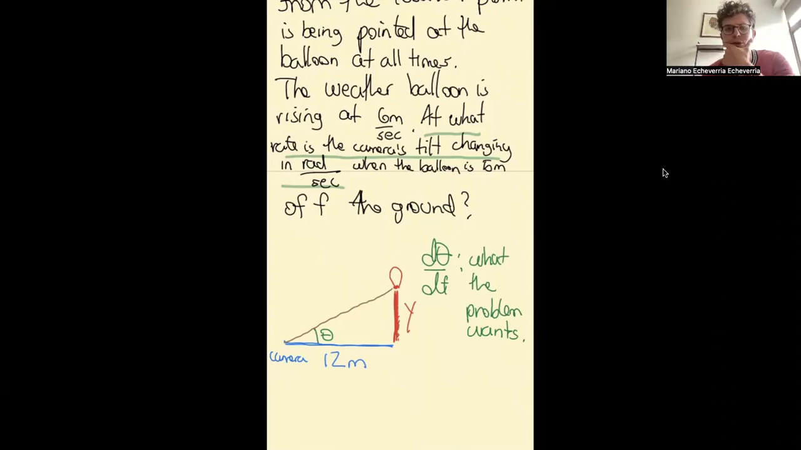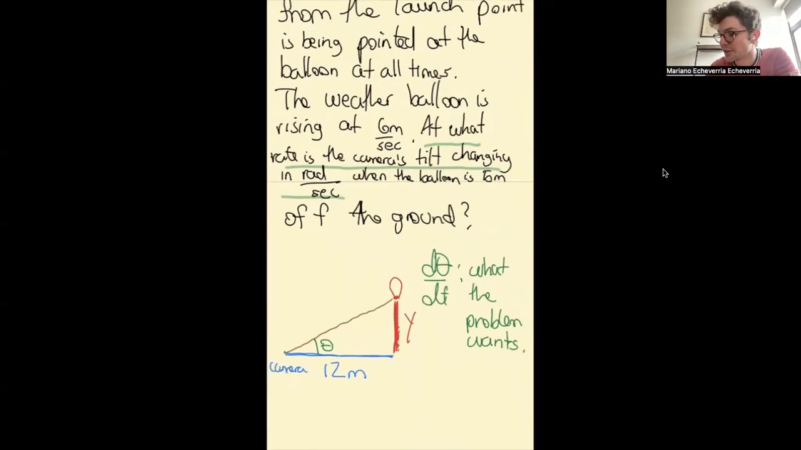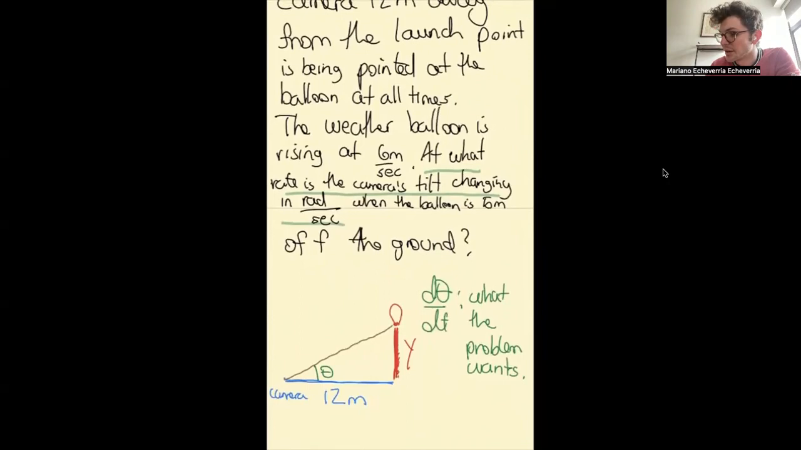Why is that what we're trying to find? It also helps the fact that it's giving you the units. So it's telling you that this rate should be in radians per second. Radians is units of an angle, and seconds is units of time. So that also suggests that what you're trying to find is a derivative of theta with respect to time. Is that okay?